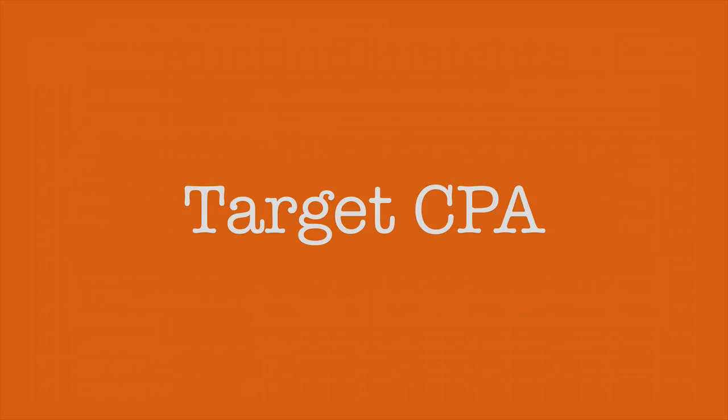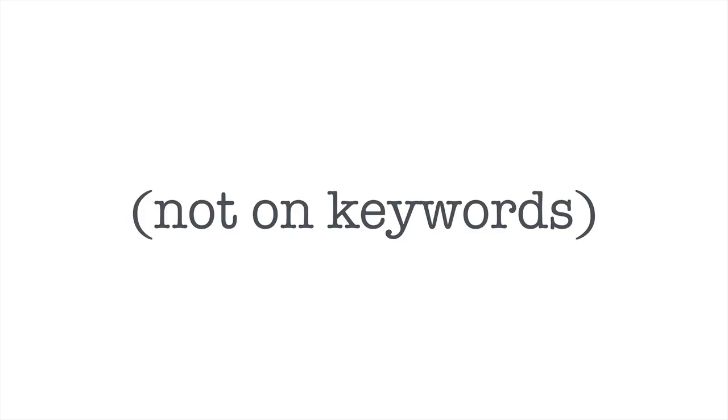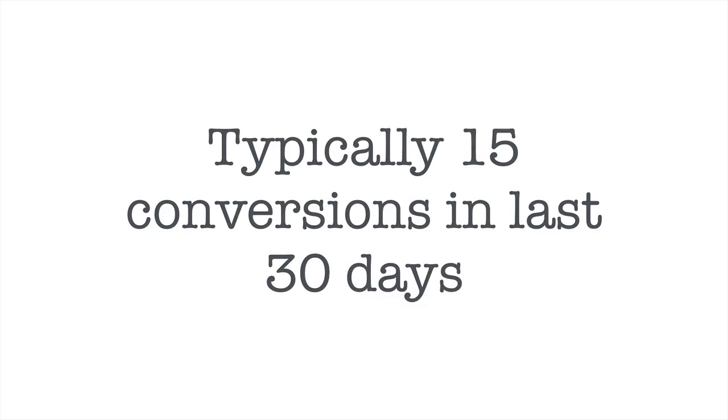Target CPA. All right, so this is one of the two. Just as a reminder, you cannot apply it at a keyword level. This has to be applied at the campaign or ad group level, and typically to campaigns with at least 15 conversions in the last 30 days. That's the now softened rule that Google has set.